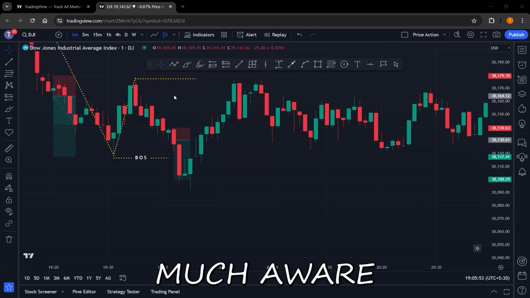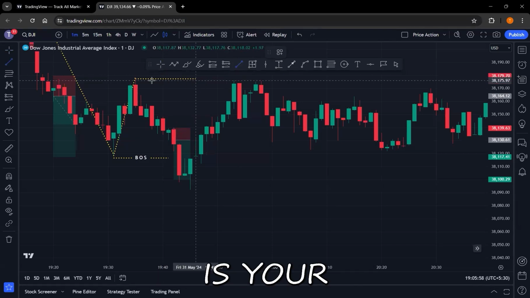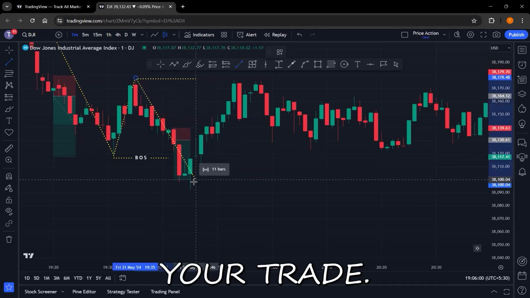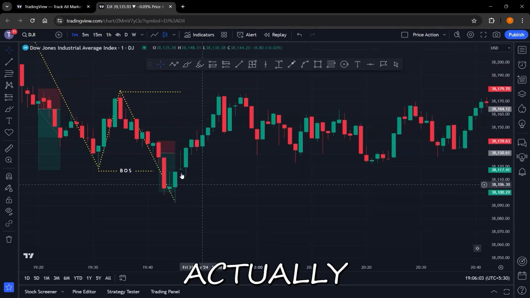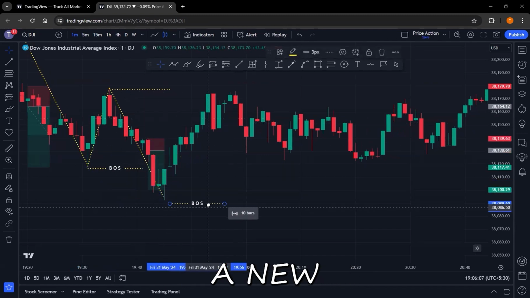So you need to be very aware while taking trades. You have to be very confident in what you are doing, what your entry pattern is, and how you should be managing your trade. So what did the price actually do? Price actually broke this previous support again, and from here you can see that the price was trying to create a new support from this level.